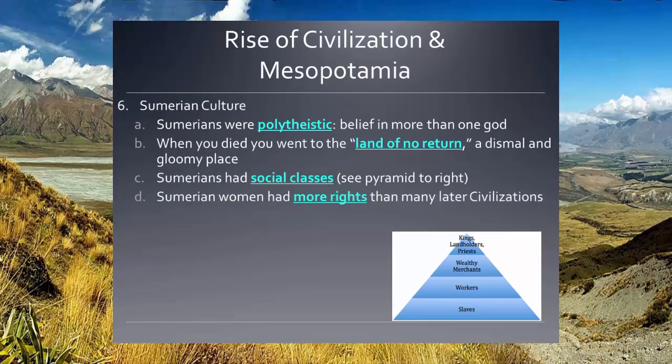One interesting thing about Sumerians was the way that they treated their women. Women actually had more rights than that of a lot of later civilizations. One example is that women were able to get an inheritance and had the ability to own their own land.